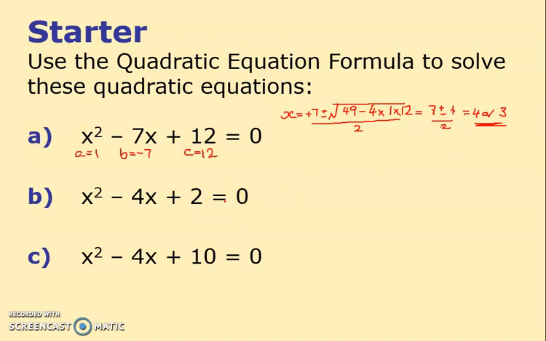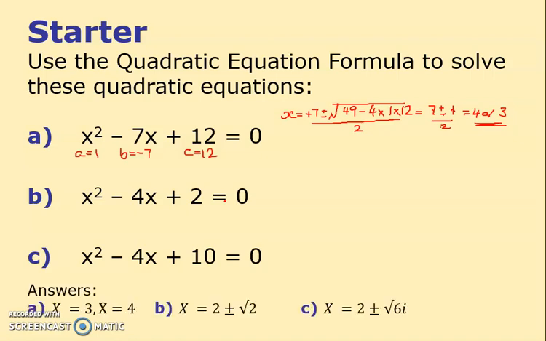So hopefully you've done those. These are my answers when I did it. I got 3 and 4. Well, that's lucky because that's the answer that I got. 3 and 4. I also got 2 plus or minus root 2.